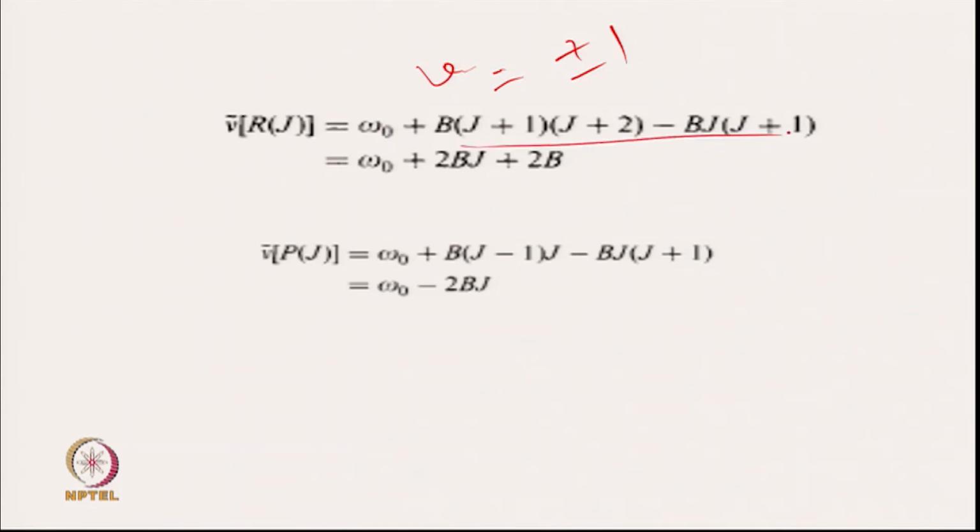Your wave number will be ω0 plus the rotational part. You are going from J to J+1, so you see this is for J+1 and this is for J. So, what you are going to get is ω0 + 2BJ + 2B. This is your wave number for the R branch. Similarly, you can calculate the wave number for the P branch, which is going to be ω0 − 2BJ.